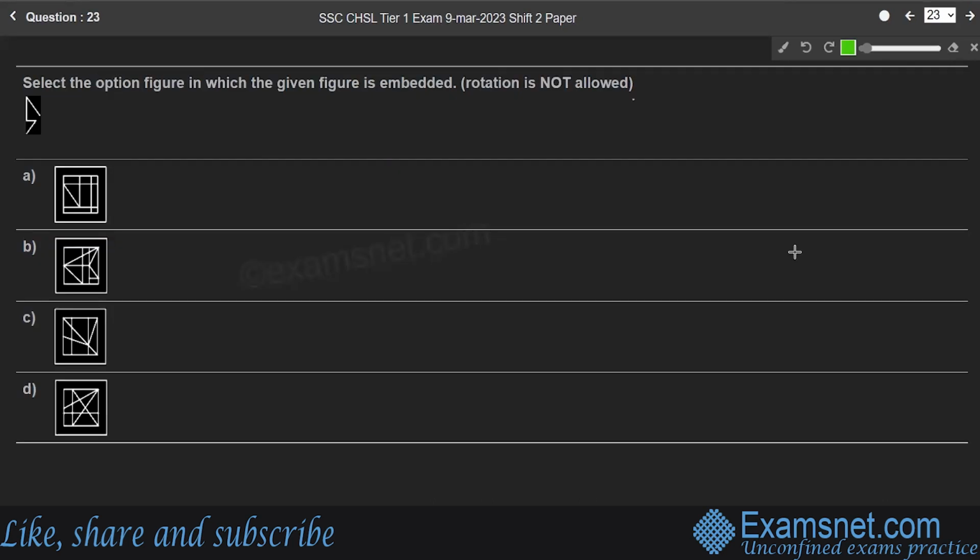Question 23. Select the option figure in which the given figure is embedded. Rotation is not allowed. Here is the given figure. So which is embedded in option D. So look at option D, this portion which I am showing now. So the given figure is embedded here, up to here. So this part, up to here. Therefore, option D is the answer.